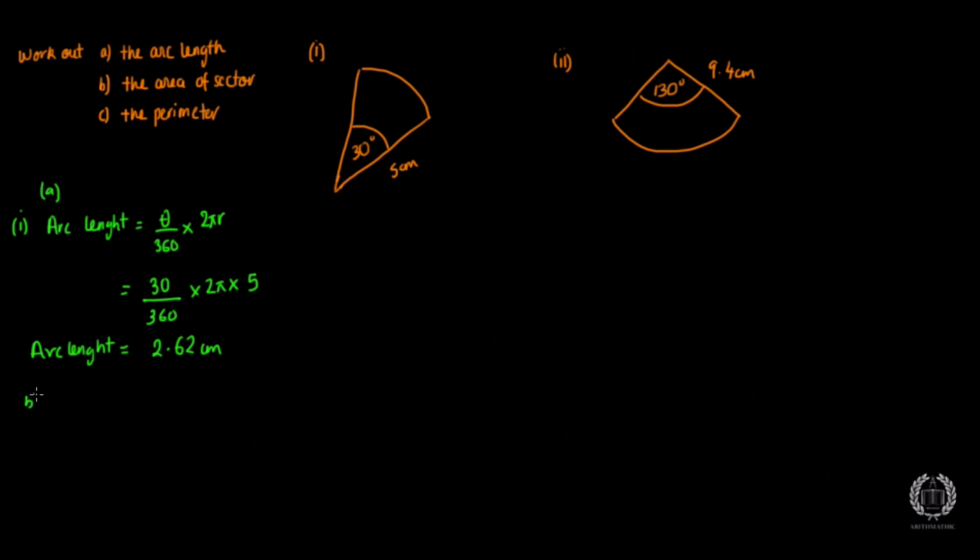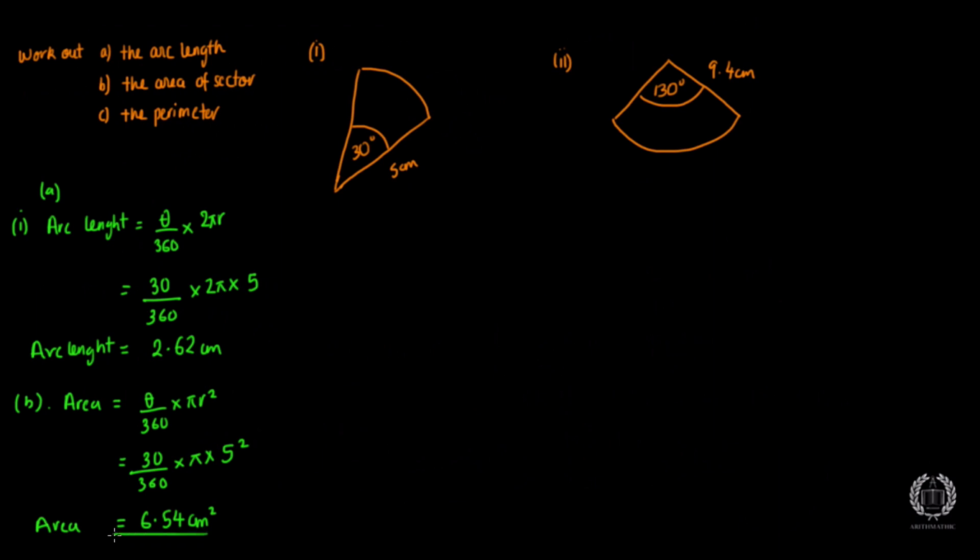Now for B, to find the area of the sector, I'll just put area. It's going to be equal to theta over 360 times pi r squared. Again, my theta is the angle, which is 30 over 360 times pi times the radius, which is 5, but it's squared. If we put that in the calculator, the area of the sector in this one is going to be 6.54 centimeters squared. So this is my area.